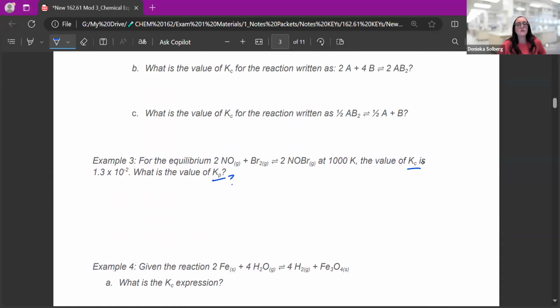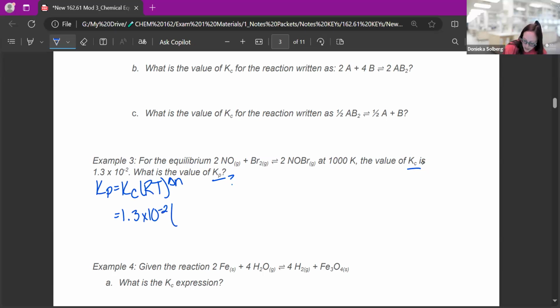All right, now sometimes reading these problems, you might be like, I don't know what to do, I don't know where to start. Well, look at your equation sheet. We literally have an equation that relates Kc to Kp. So I'm going to write out that equation really quick: Kp equals Kc times RT to the delta n. We just learned that, right? So I'm going to plug in what I know. The value of Kc is 1.3 times 10 to the negative second.